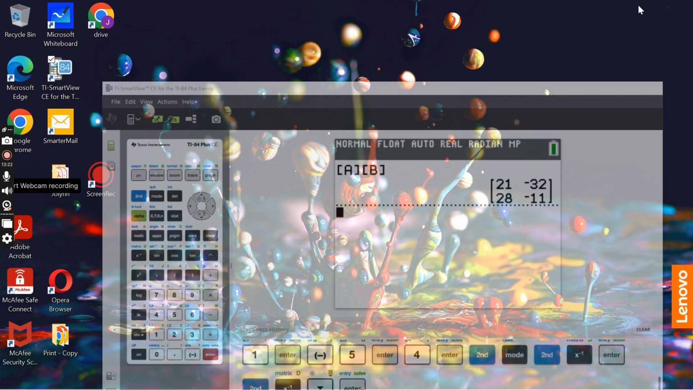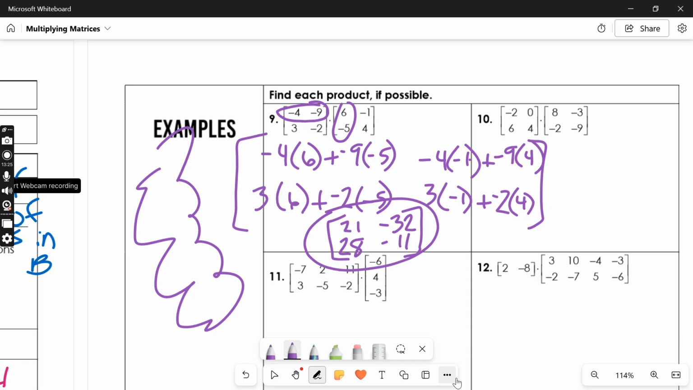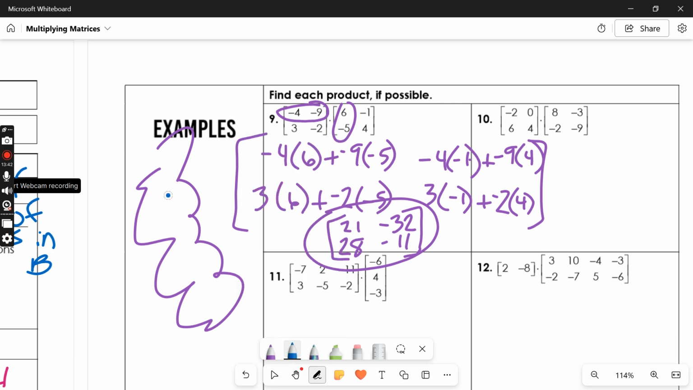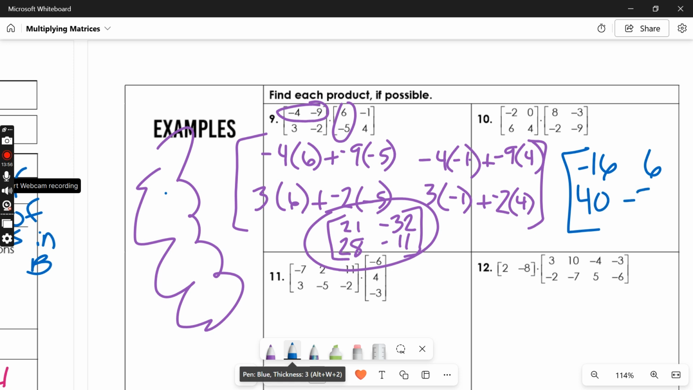I suggest going through those other ones. I will give you the answers on them, but you need to at least try them first. So you can either do it by hand or use your calculator. There's a few of them I want to do by hand with you. Number 10 is not one of them, so you should pause it, try putting it in your calculator or doing it by hand, and then double check. Our answer on number 10 should be negative 16, 6, 40, negative 54. Okay.